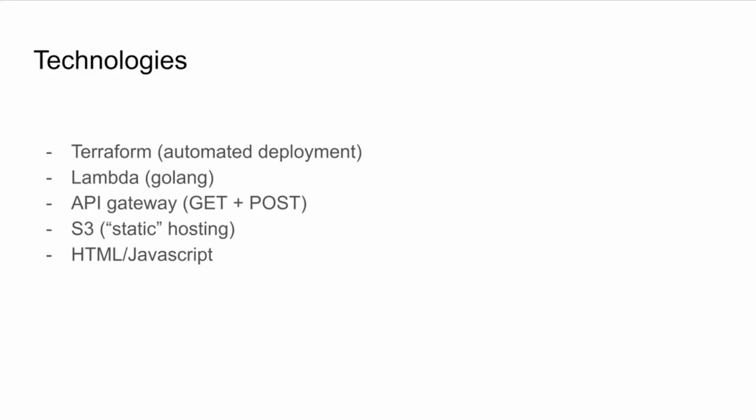And then of course we're going to have to create our Lambda to handle the POST and GET requests from our HTML JavaScript, and we're going to implement that in GoLang. We're going to set the API Gateway to process GET and POST requests and pass that information into your Lambda. The static hosting, not very static because we're going to have JavaScript in there, will be in S3, and this is where your HTML and JavaScript will be. And of course we're going to use the HTML JavaScript to do the front end for the user.